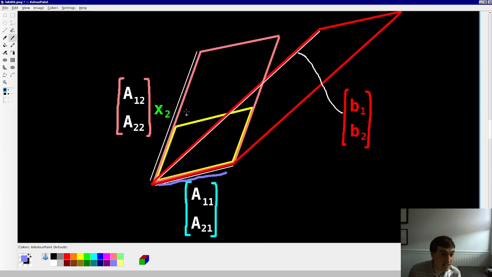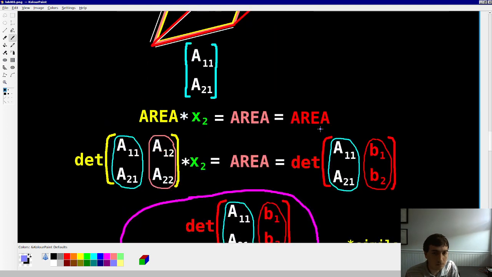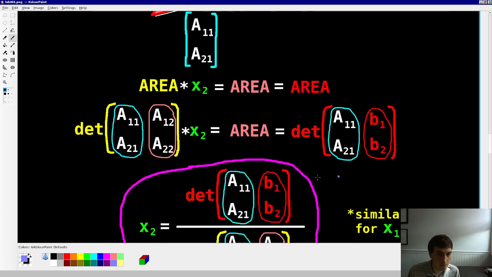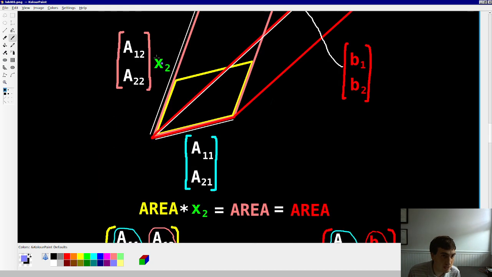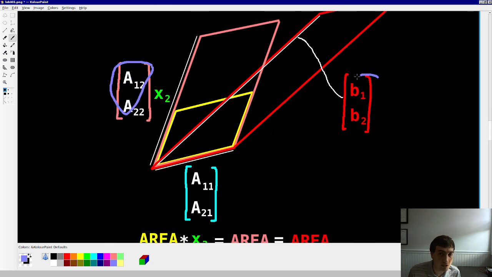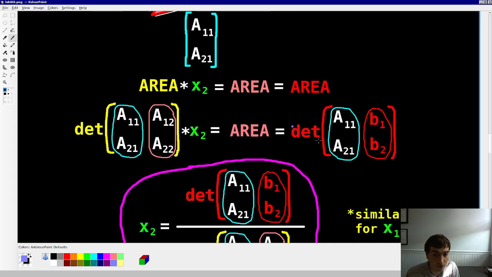Now, the left side, remember it used to be A12, A22, now the left side is actually this, which is B1, B2. And so instead of having A12, A22, which is here, we have B1, B2 here as the left side of our parallelogram. And so we just plug that in here.